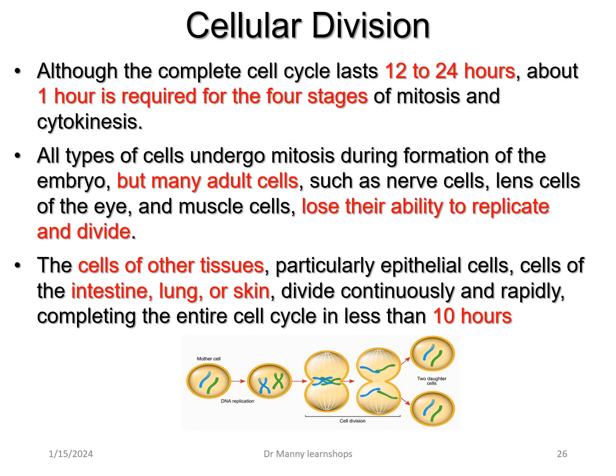Although the complete cell cycle lasts 12 to 24 hours, about 1 hour is required for these 4 stages of mitosis and cytokinesis to occur. All types of cells undergo mitosis during formation of the embryo, but many adult cells such as nerve cells, lens cells of the eye, and muscle cells lose their ability to replicate and divide. The cells of other tissues, however, particularly epithelial cells, cells of the intestine, lung, and skin, divide continuously and rapidly, completing the entire cell cycle in less than 10 hours.